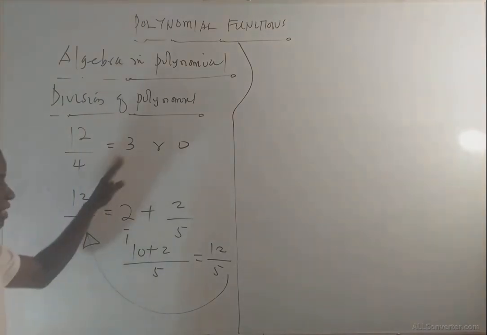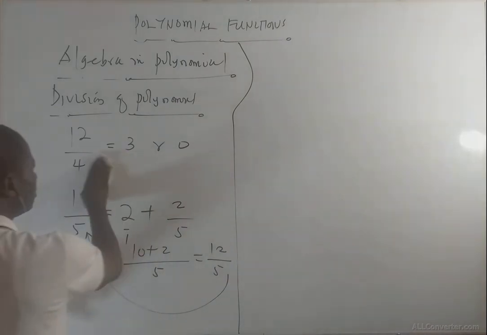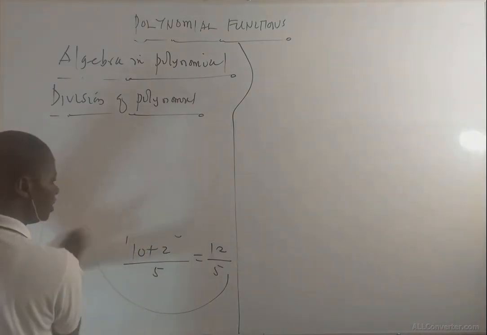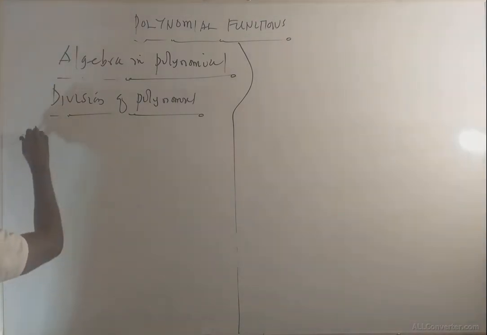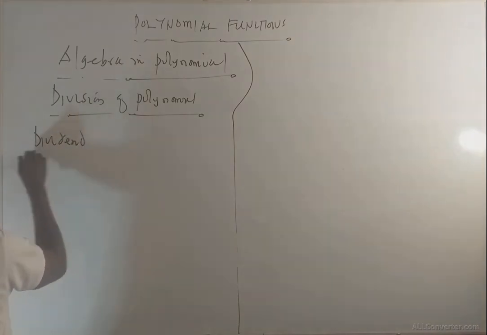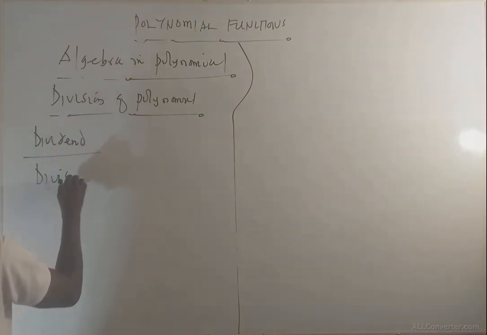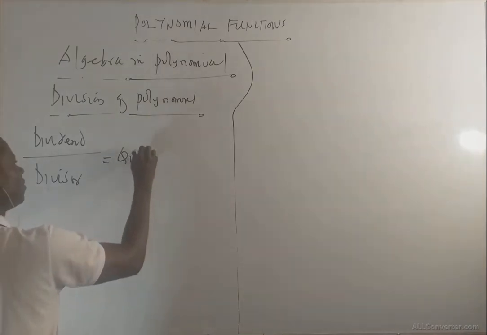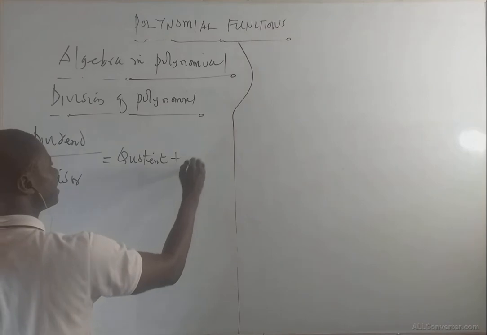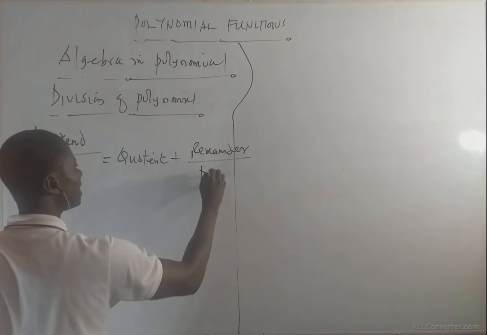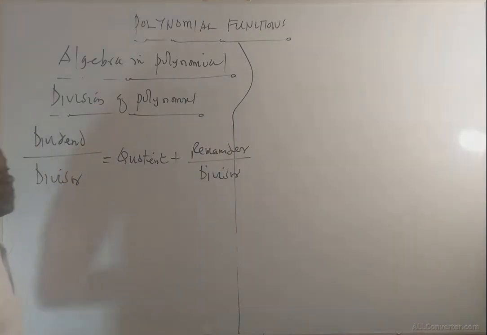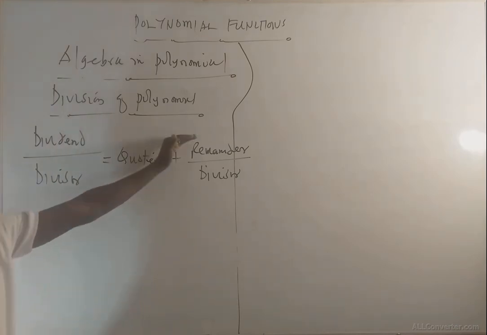Now, take note. Let this be at the back of your mind, and you will appreciate what you are going to do in division of polynomials. In general, when we have the dividend divided by the divisor, this is equal to the quotient plus the remainder over the divisor again. That is how it is expressed. I guess by now you understand based on the example I showed you.